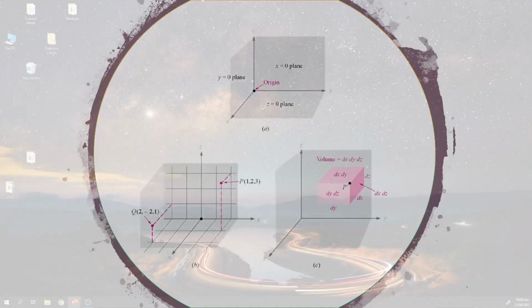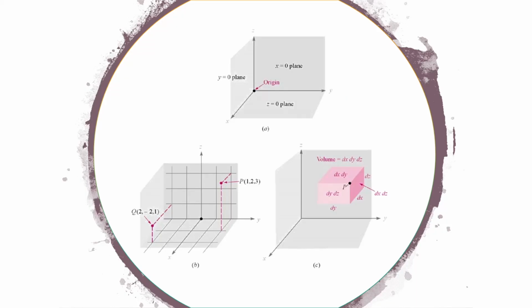In order to analyze your rectangular coordinate system, in getting the volume, we can simply represent an incremental volume that is represented by dx, dy, and dz in order to get the volume of any space in a rectangular coordinate system.